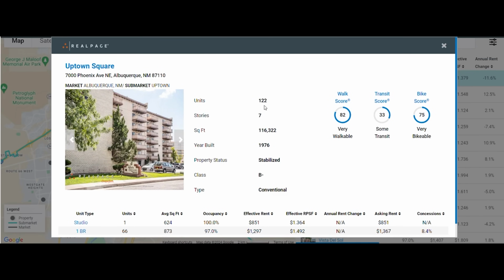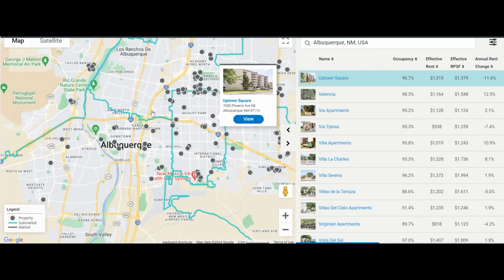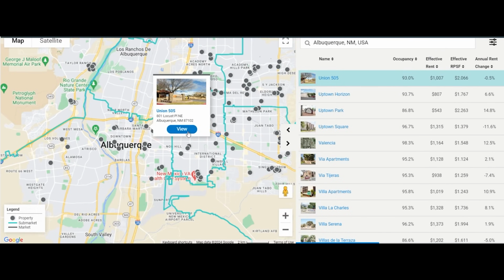It shows me it's 122 units. The square footage, when it was built, it's a B minus, and right now it's at 100% occupancy on all their studio units. Well, they've only got one, so I hope it's 100% occupied. And then they've got 66 units that are one bedrooms that are 97% occupied, and here is their effective rent that they're getting. Let's take another one, and let me see if I can come up with a different scenario.